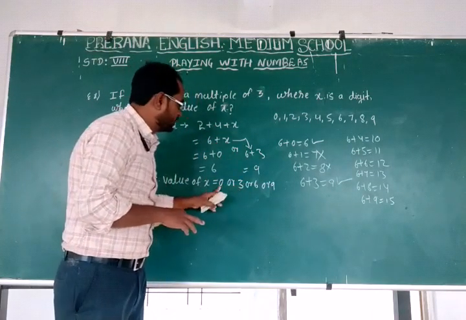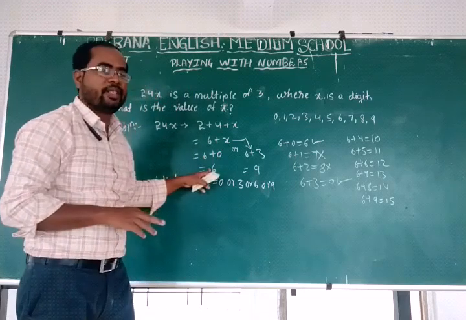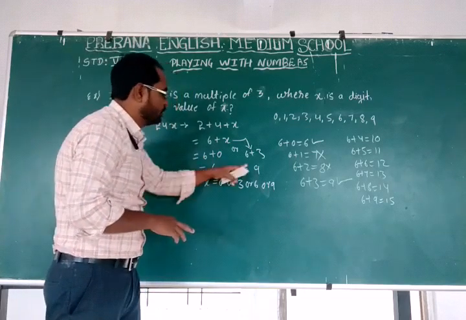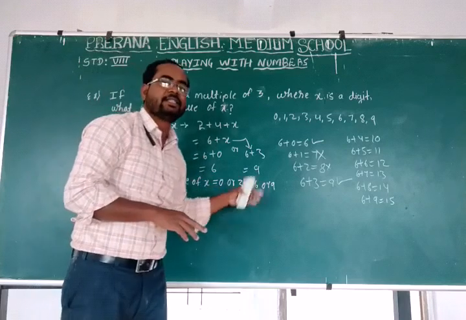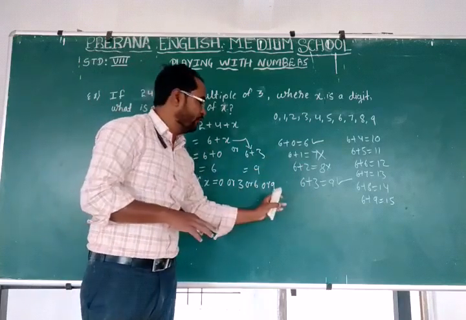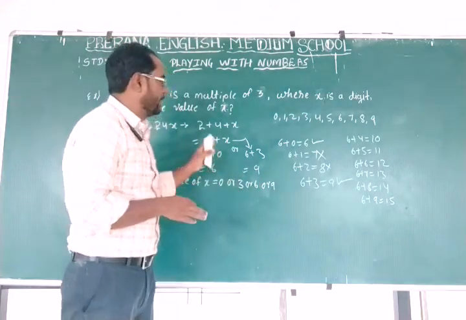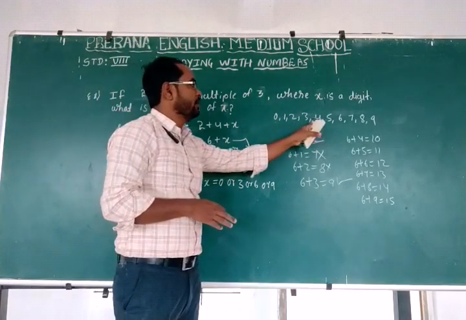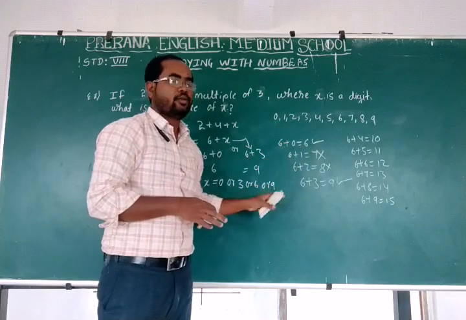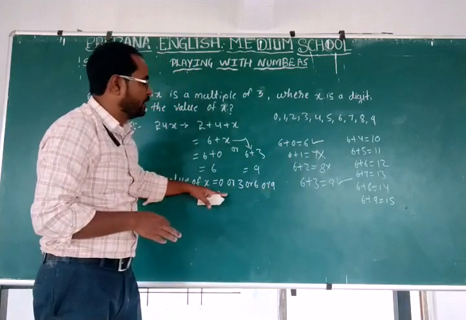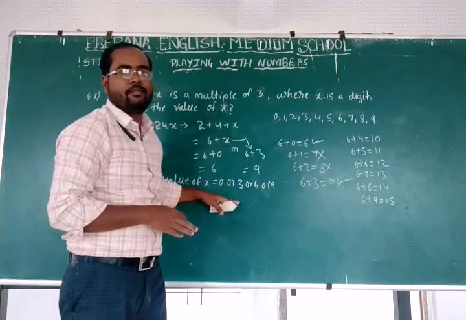Because if you take 0, then also it is divisible by 3. If you take it as 3, then also it is divisible by 3. If you take 6, then also it is divisible by 3. If you take 9, then also it is divisible by 3. The only thing is, add the digits and go on checking with the digits from 0 to 9. So what are the possible values of x you get? You note it down here.